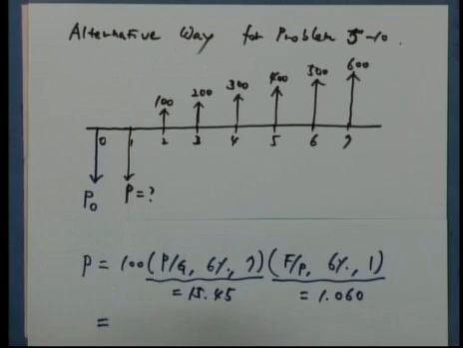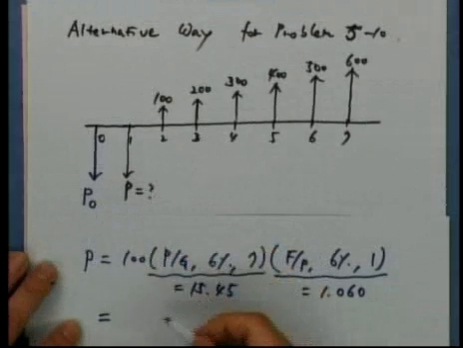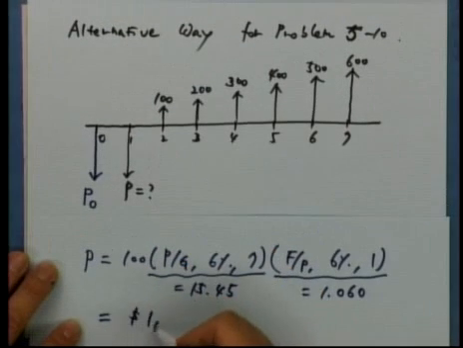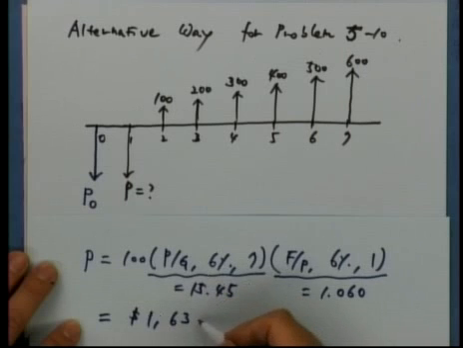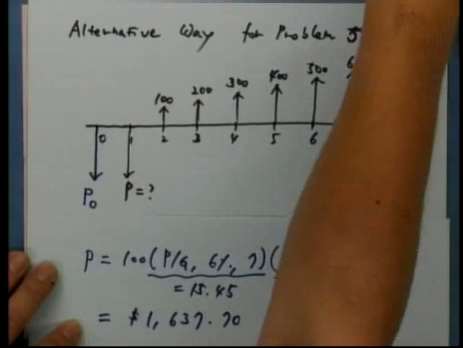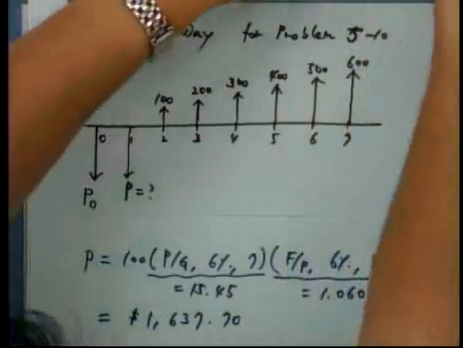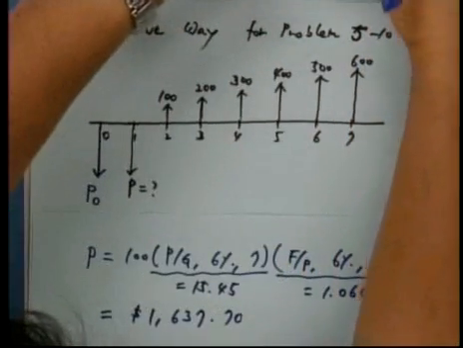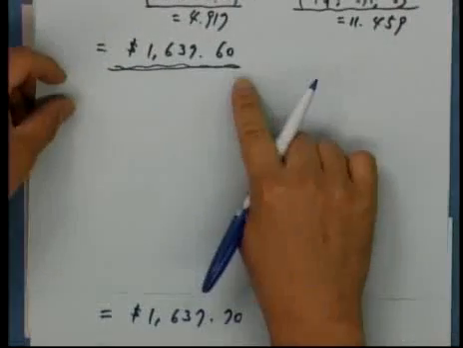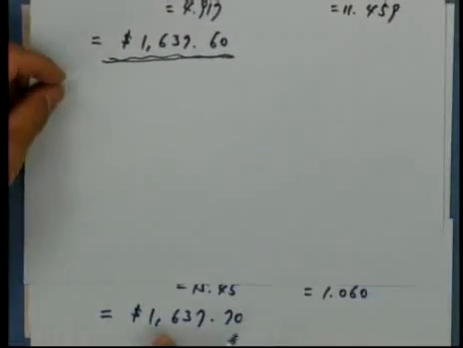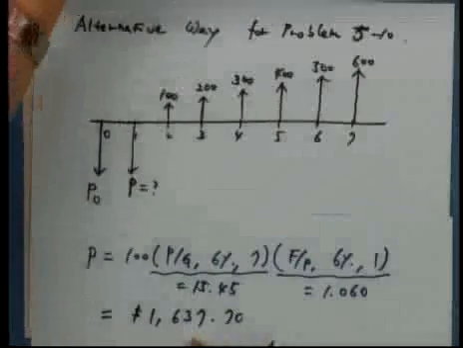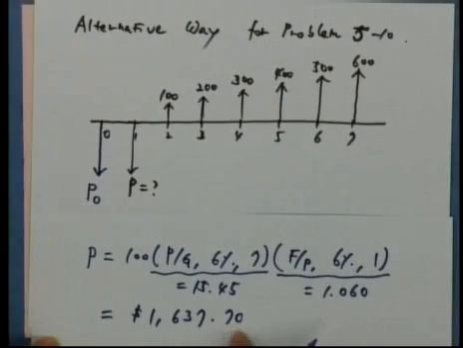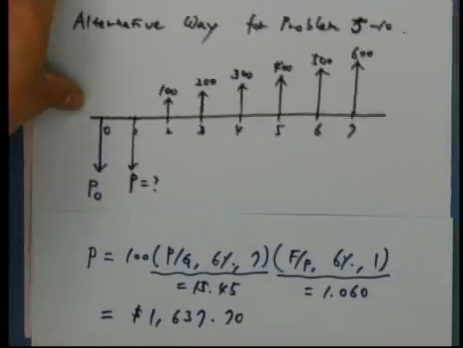Actually, what I've got here is slightly different from the previous one. I guess it's a 10 cents difference. Okay. So right now I have $1,637.70 instead of 60 cents.